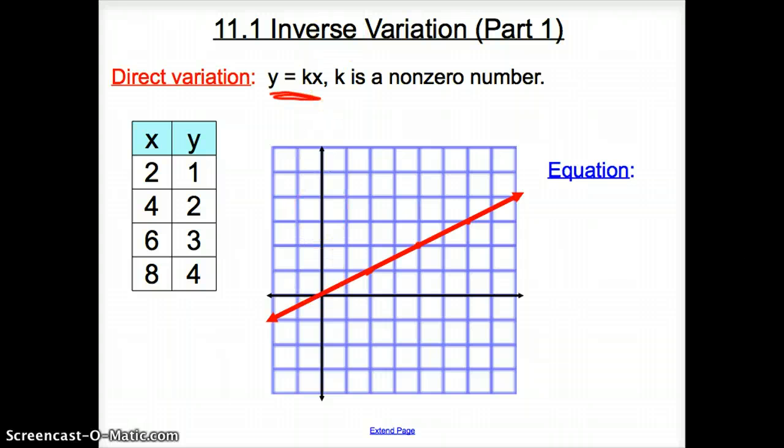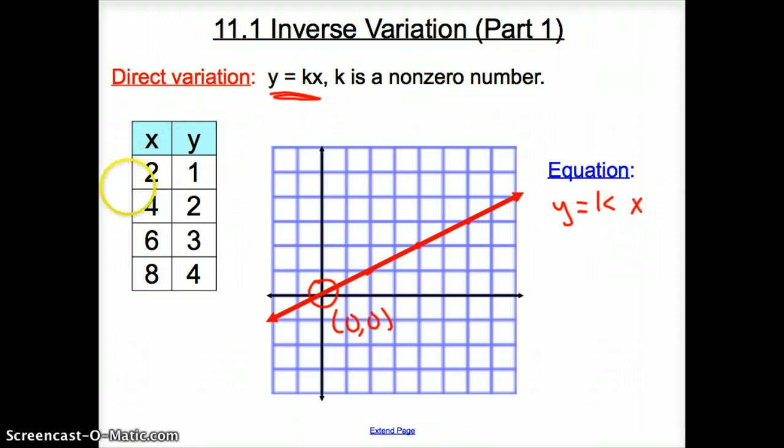So we connect these dots, and what happens with our graph? Our graph turns into a straight line, but more importantly, our graph goes through coordinate point 0, 0. So a direct variation equation goes through coordinate point 0, 0. If it does not go through 0, 0, it is not a direct variation. Let's take a peek at what our equation looks like. Well, here, y equals kx. This is our equation, so we're going to use y equals kx.